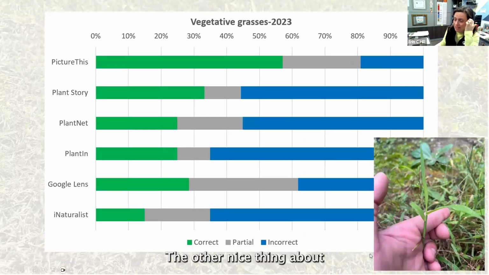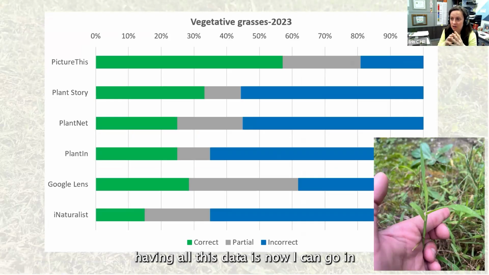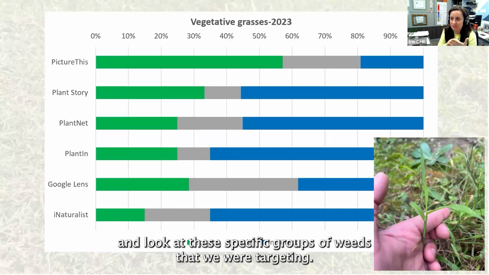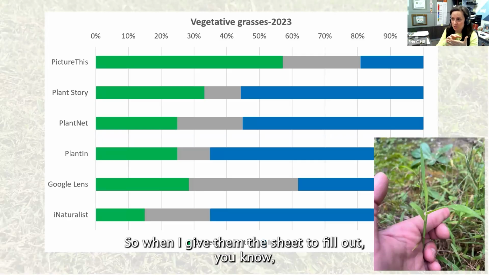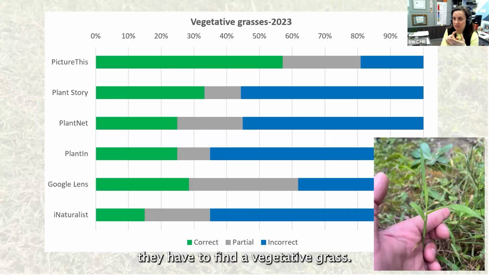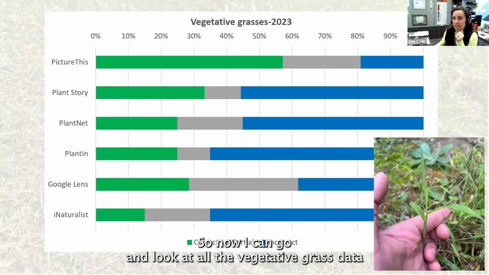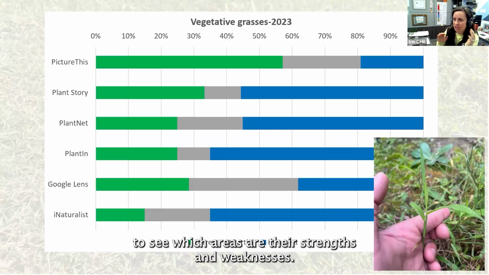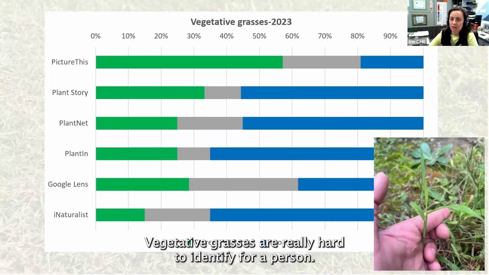The other nice thing about having all this data is now I can go in and look at the specific groups of weeds that we were targeting. So when I give them the sheet to fill out, they have to find a vegetative grass. So now I can look at all the vegetative grass data to see which areas are their strengths and weaknesses. Vegetative grasses are really hard to identify for a person.